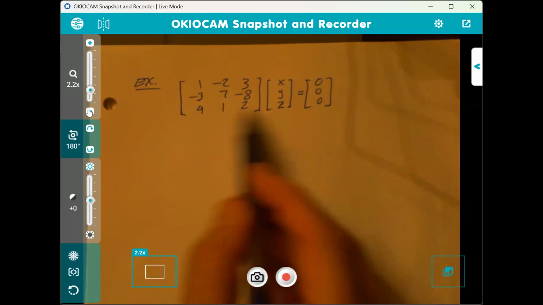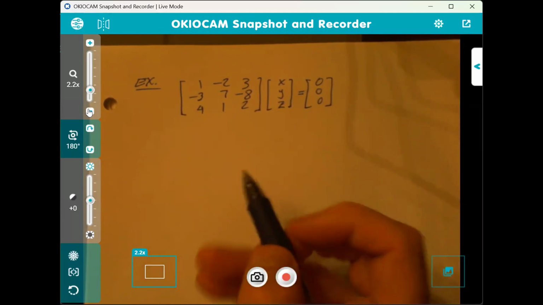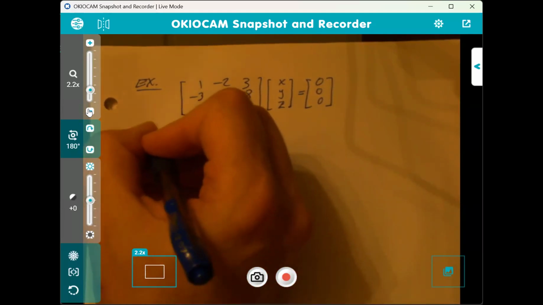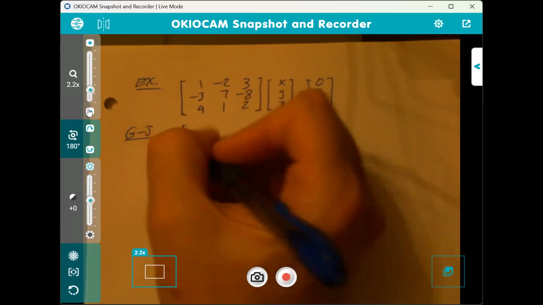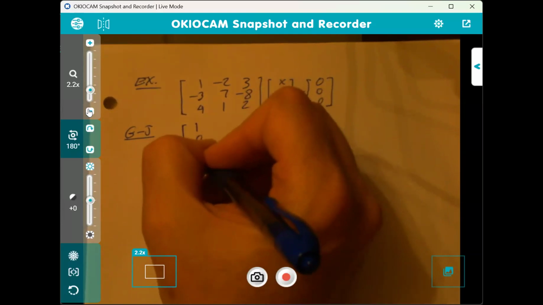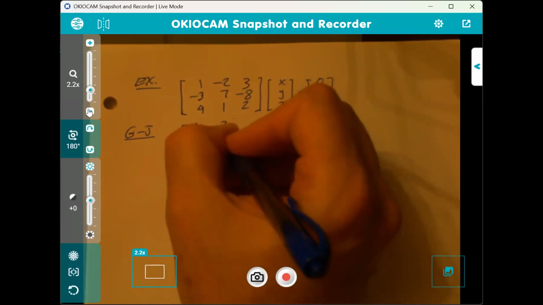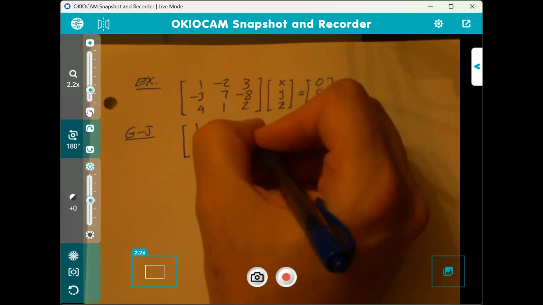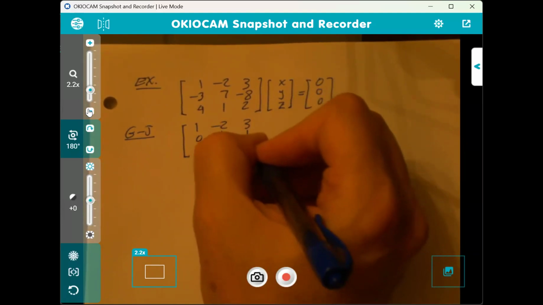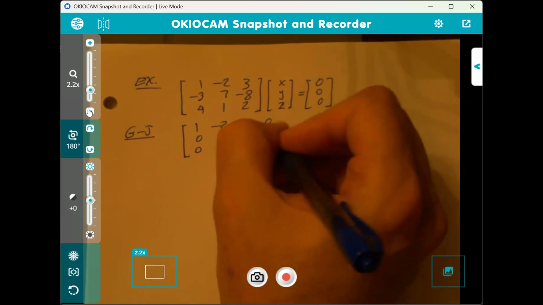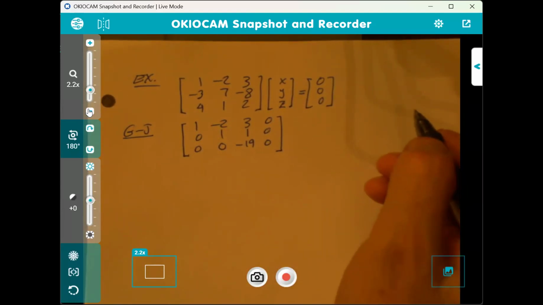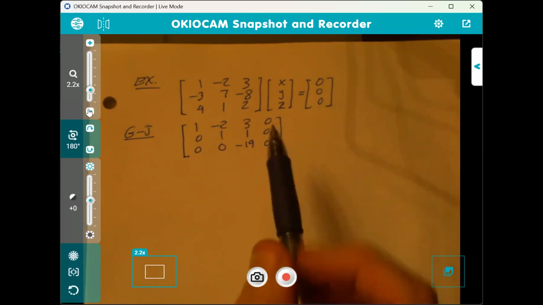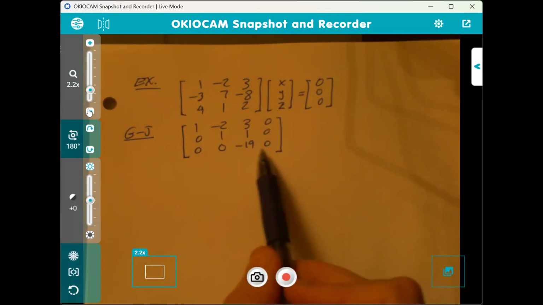Now, I went through Symbolab and did Gauss-Jordan on this one. If you do Gauss-Jordan, then we're going to get the following: 1, 0, 0, -2, 1, 0, 3, 1, -19, 0, 0, 0. Okay. Now, what does the third equation tell us?